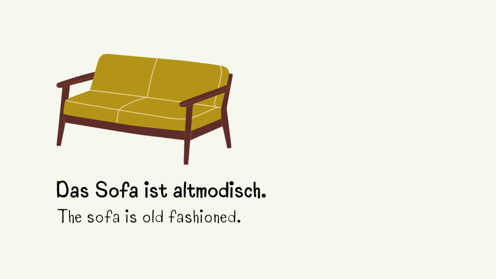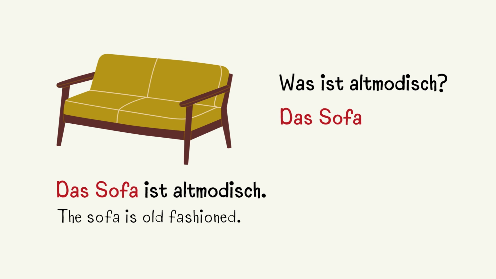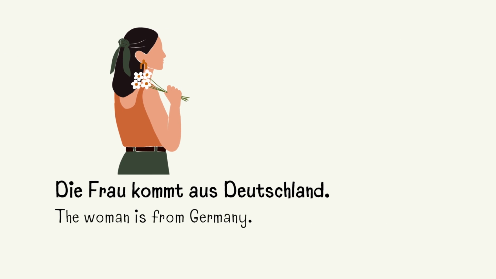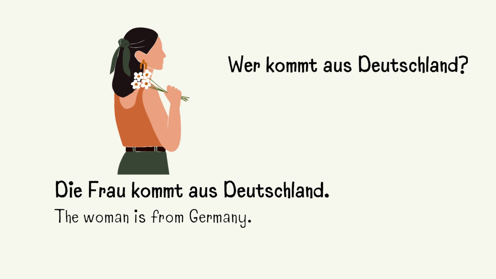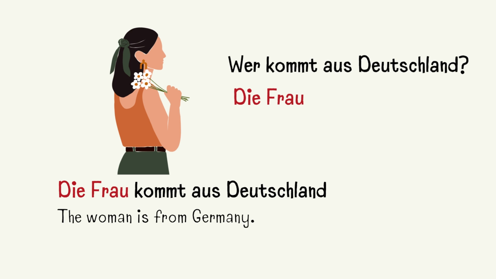Das Sofa ist altmodisch. Was ist altmodisch? Super, das Sofa. Die Frau kommt aus Deutschland. Also, wer kommt aus Deutschland? Richtig, die Frau.